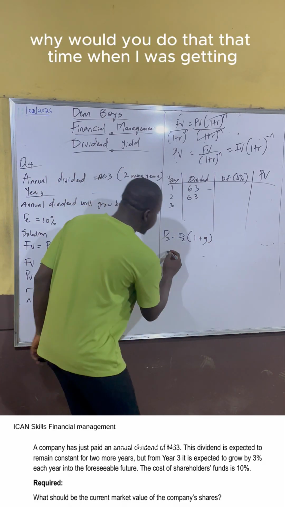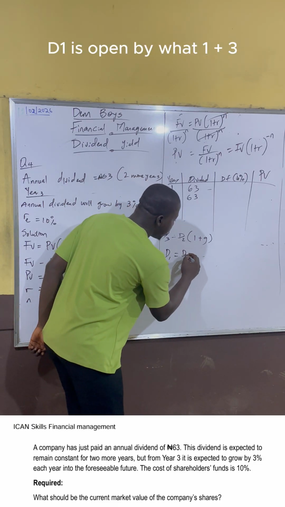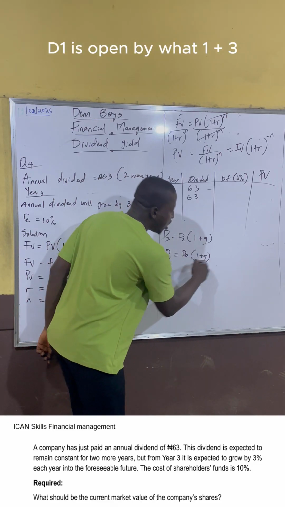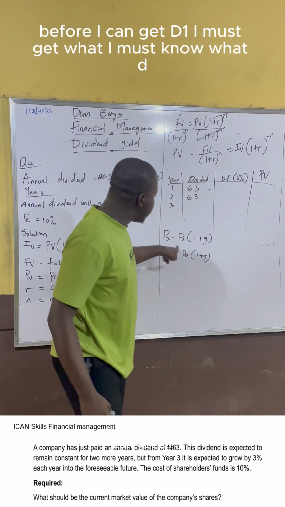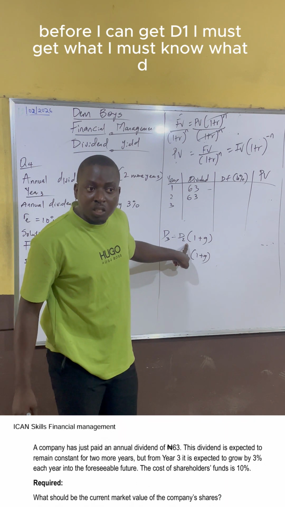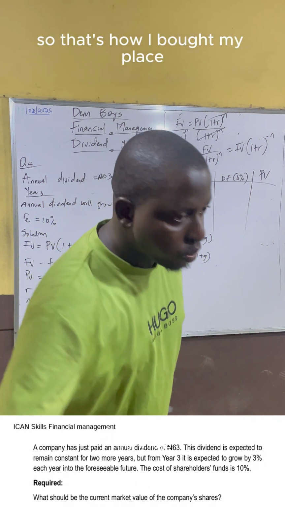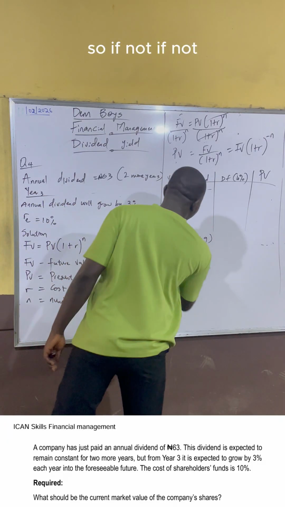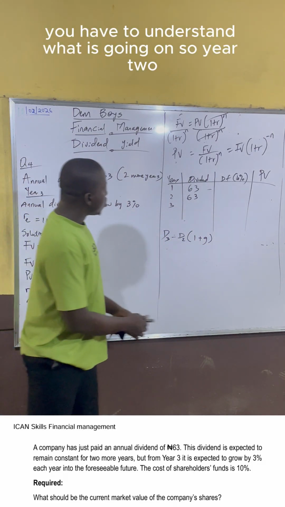That time, when I wanted to get D1, what did I say? D1 is equal to what? D0 open by what? 1 plus g. Before I can say something will go next year, I must know the previous one. Before I can get D3, I must get what? I must know D2. So that's how it goes, my D2. So it's not by determining the formula. You have to understand what is going on.